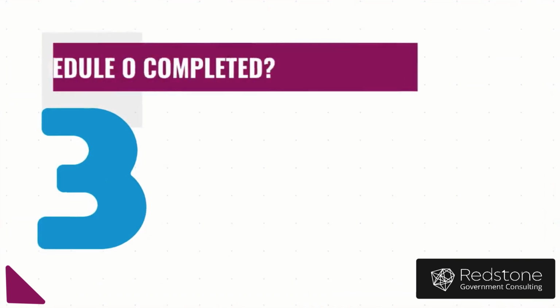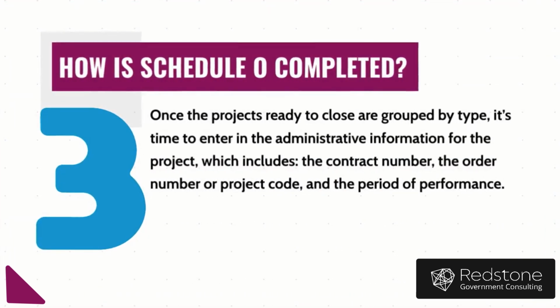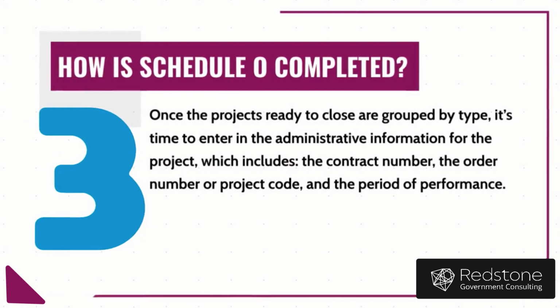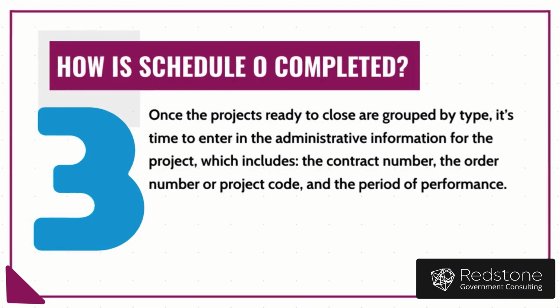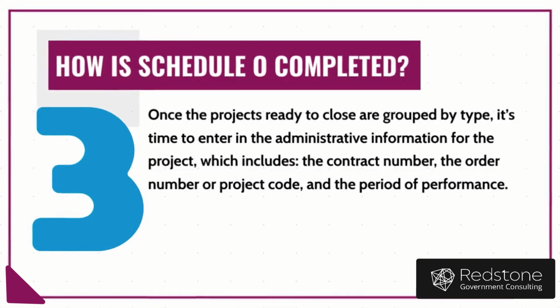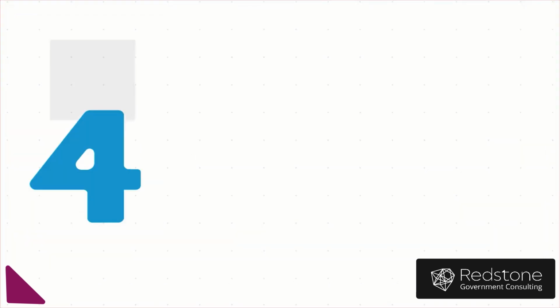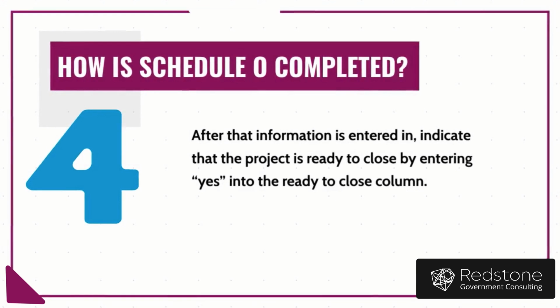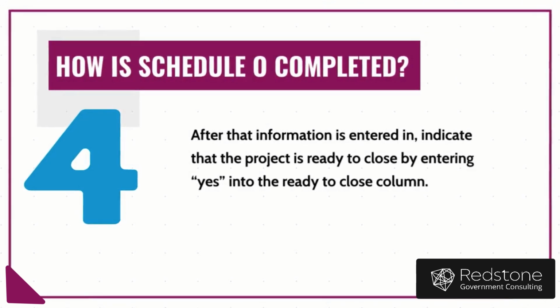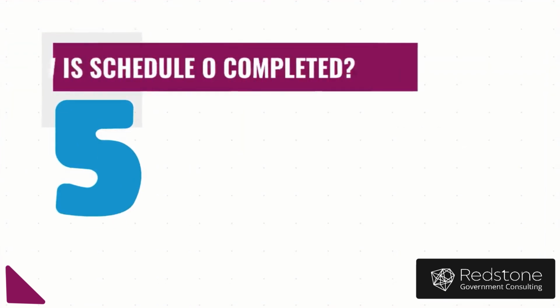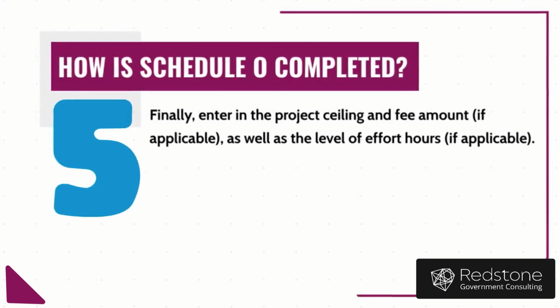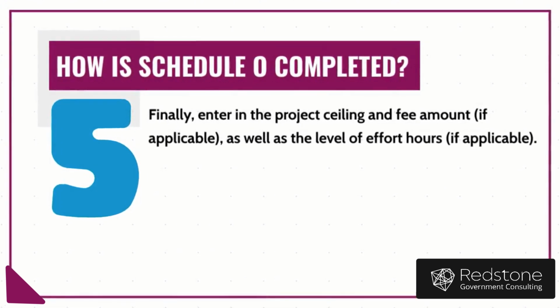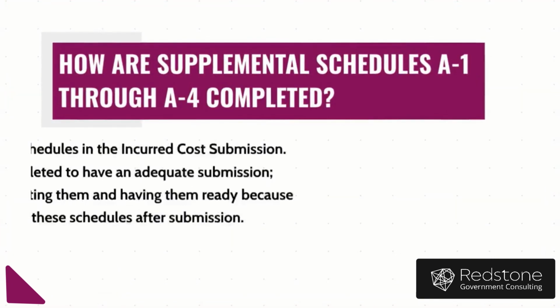Once the projects ready to close are grouped by type, it's time to enter in the administrative information for the project, which includes the contract number, the order number or project code, and the period of performance. After that information is entered in, indicate that the project is ready to close by entering Yes into the Ready to Close column. Finally, enter in the project ceiling and fee amount, if applicable, as well as the level of effort hours, if applicable.